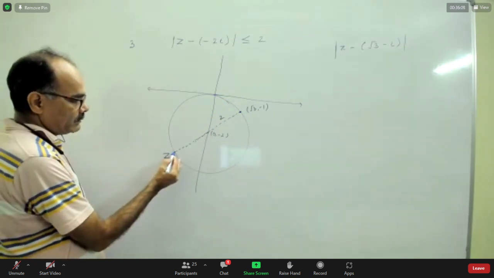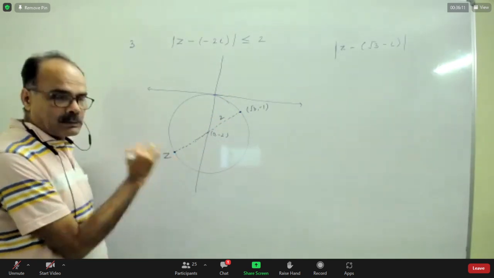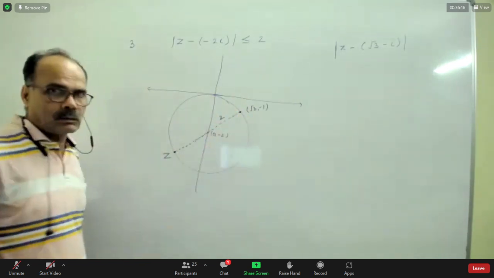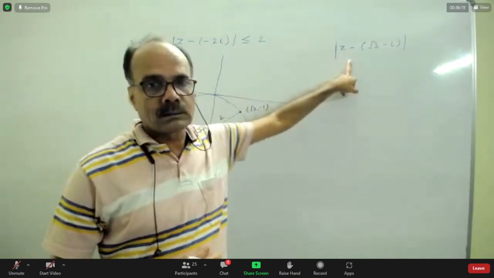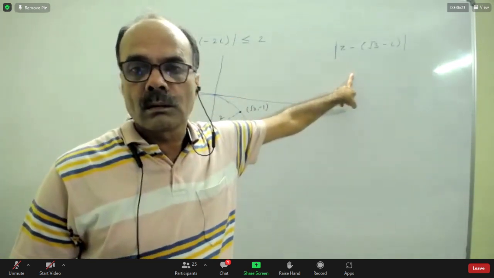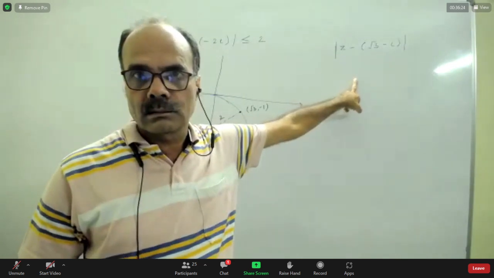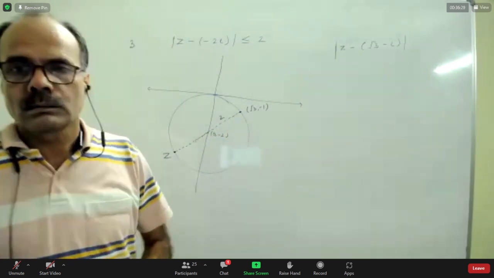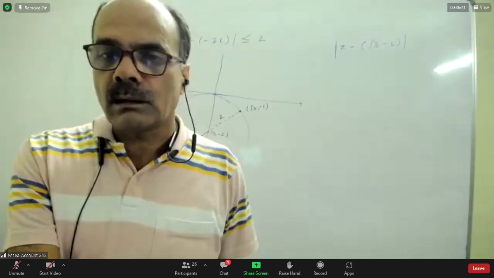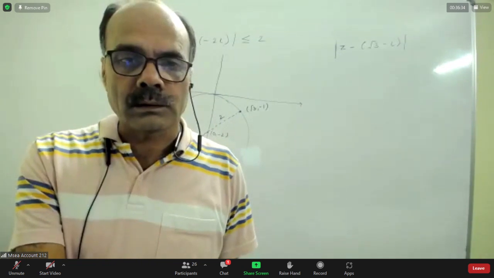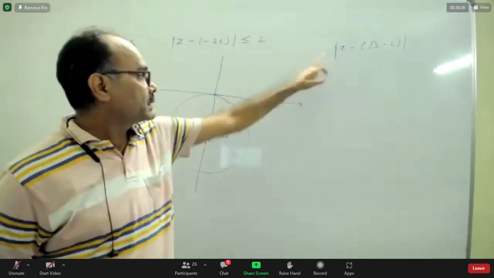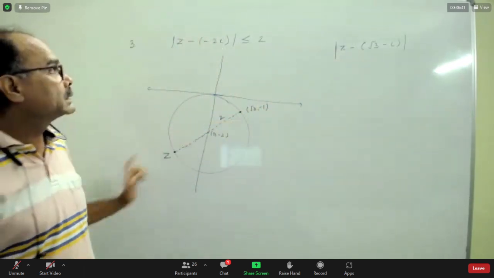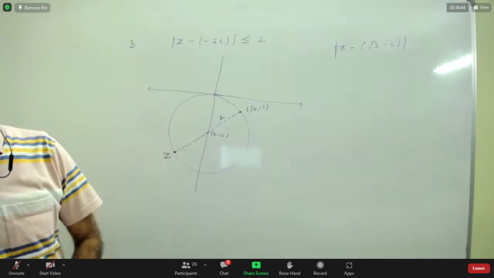So, if I put z here, then that is the maximum. And the minimum will be how much? 0. What is the minimum of this? 0. Then z will be the point itself. Both the points coincide. So the minimum of this is 0, and the maximum is the length of the diameter, 4.